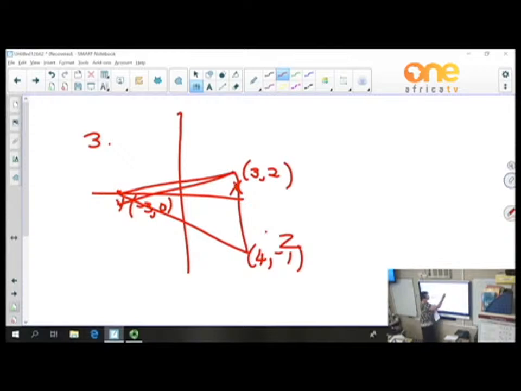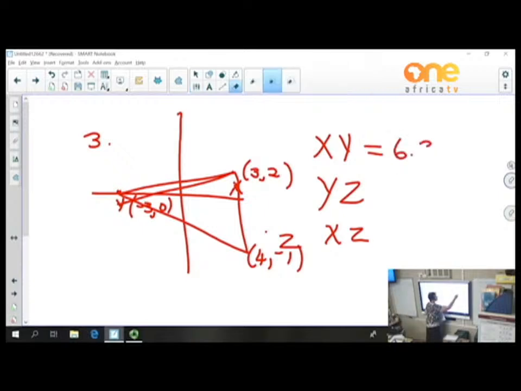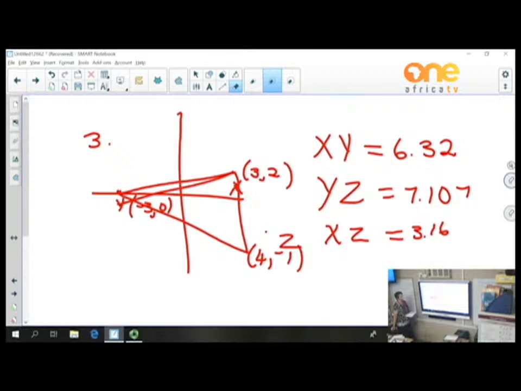So again, if you have to calculate XY, you work with the coordinates of X and Y. And then YZ and XZ. What is your XY? YZ, 6.32. Okay, 3 significant figures. That's what we go for. Then it will be 7.11. That's the last one, XZ, 3.16. Okay. And then they say, show that it is a right angle triangle.